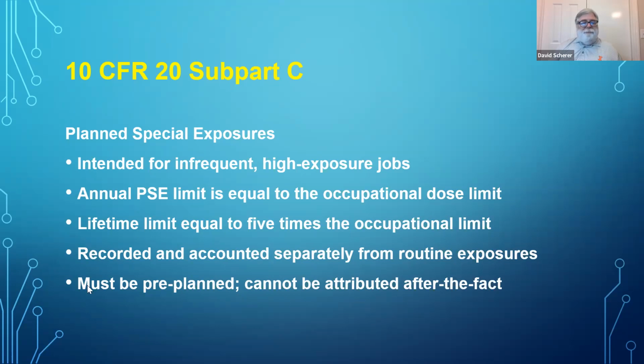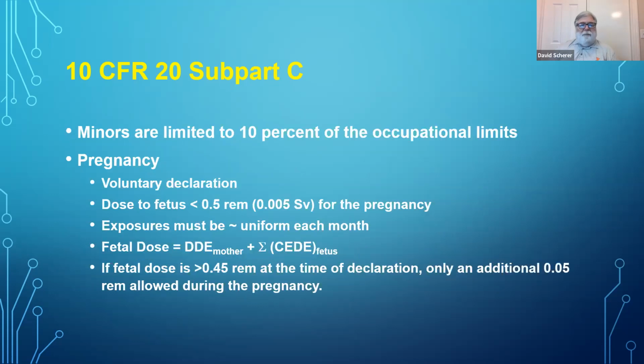My last bullet point is you cannot have an accident or a mistake and then say, oh, that's a planned exposure. No, it wasn't planned. It has to be pre-planned, has to be documented ahead of time. The worker needs to get notification ahead of time. They need to be told what their planned special exposure was after the fact, etc. So it can't be subterfuge.